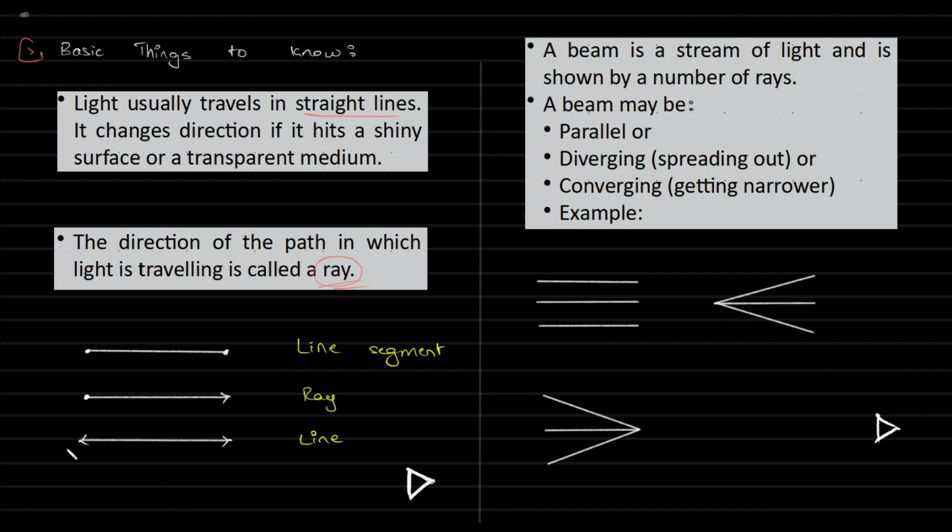A line will never end in both the directions. A ray has a starting point, but no ending point. A line segment has a start and also an end. Line segment has a start and an end. A ray has a start but no end. A line has no start and no end. This is the difference. Okay. So here is a small video showing you a ray and also showing you that light travels in a straight line. So please have a look at this.